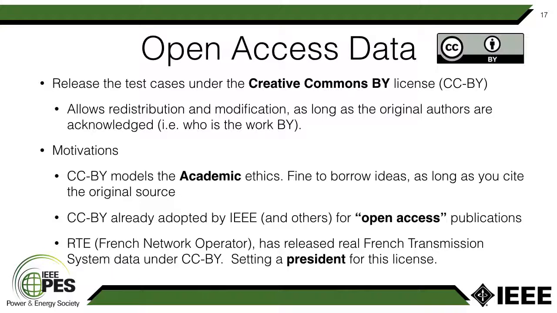Now, what were our motivations for this? Firstly, Creative Commons BY models the academic ethics we are all used to. It's fine to borrow ideas as long as you cite the original source. Secondly, Creative Commons BY is already adopted by IEEE and others for open access publications, so it's in line with what the journals are doing. Last but not least, RTE, the French network operator, has released real French transmission system data under Creative Commons BY. This is setting a precedent that real data can be released using this kind of license. So for all these reasons, we decided that the test cases should be released with this copyright.